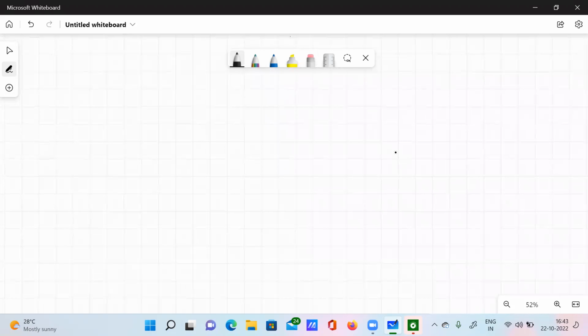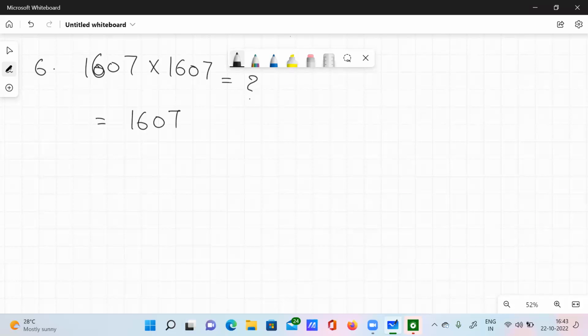So let's move on to another example, the sixth one. We have a problem like 1607 into 1607. How to do that? You need to calculate this. So how to do that? We know that multiplication of the same number is nothing but the square, right? You can write 1607 whole square. You can write it in this way.